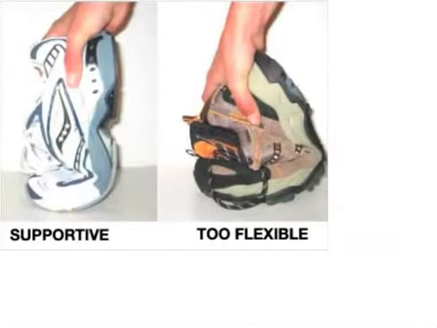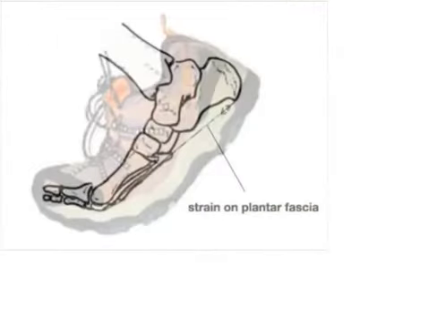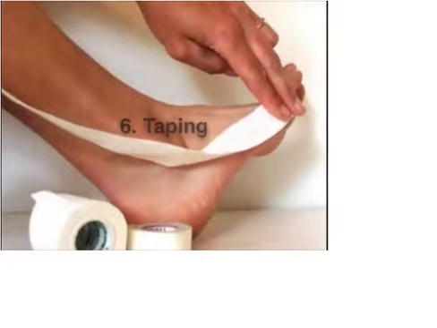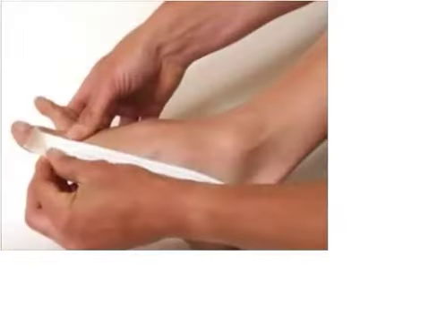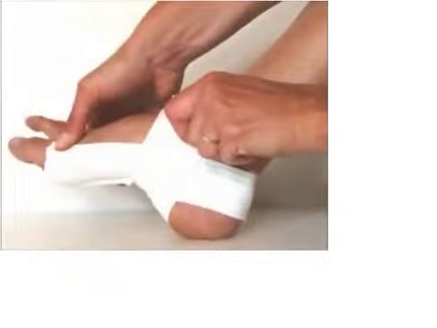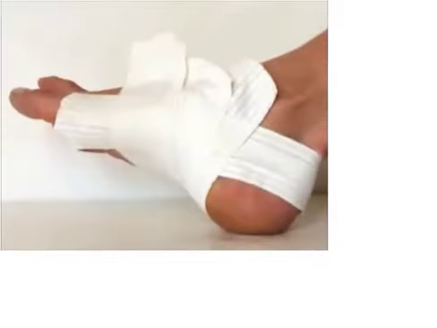Supportive shoes are one of the most important steps. A shoe which is too soft and flexible will strain the plantar fascia with each step. Think about a shoe as a brace to the ligament protecting it while it heals. Taping is a method designed to take stress off of the plantar fascia to allow it to heal. The method shown here is a low-dye strapping and can be an effective short-term treatment.